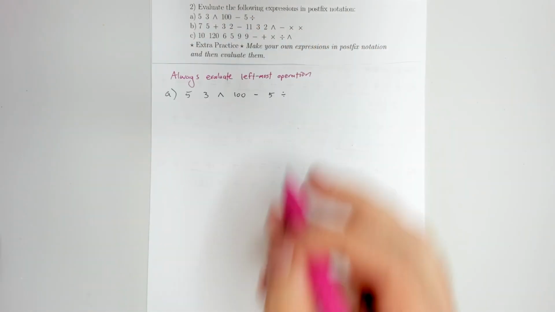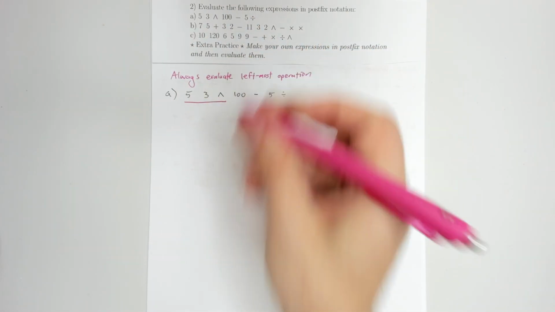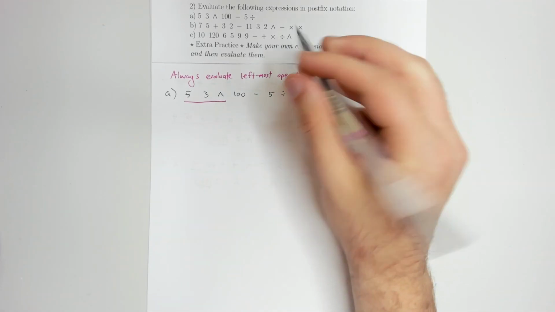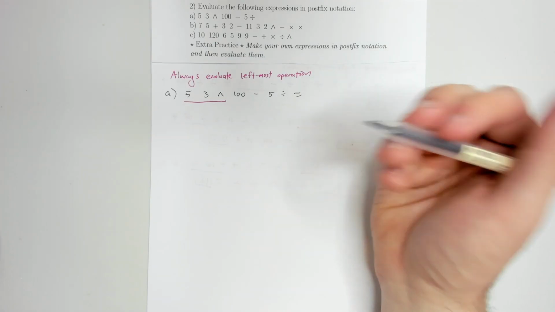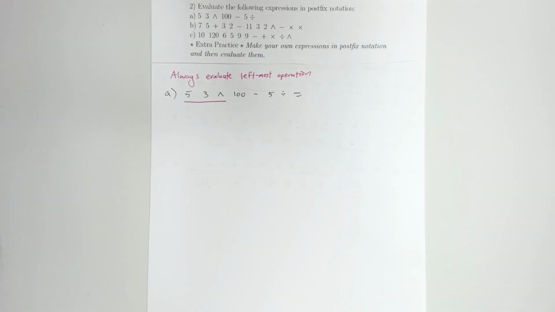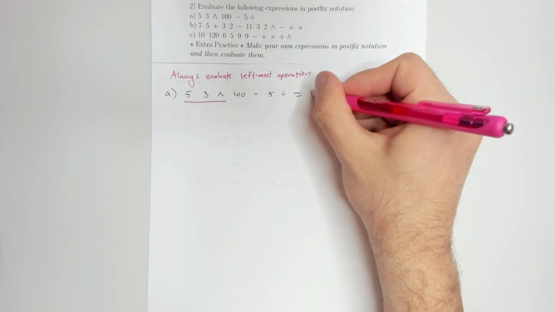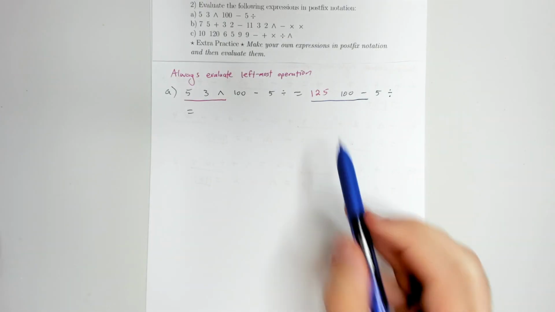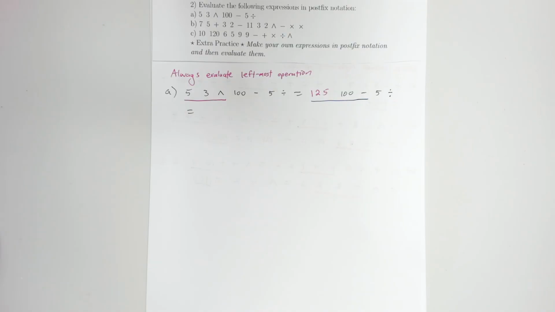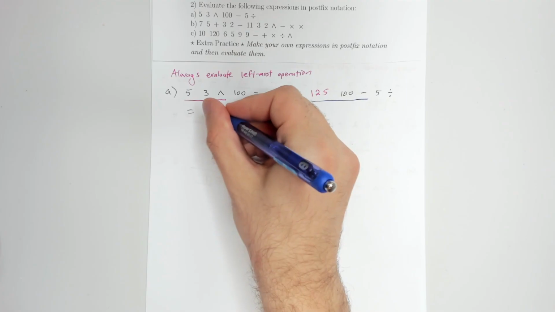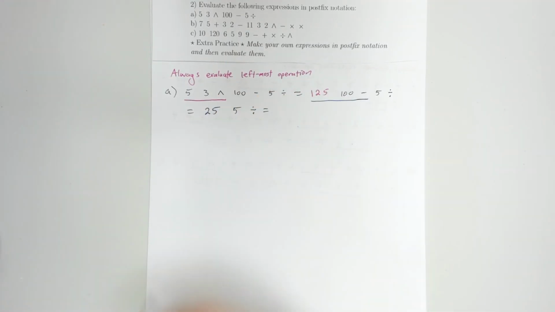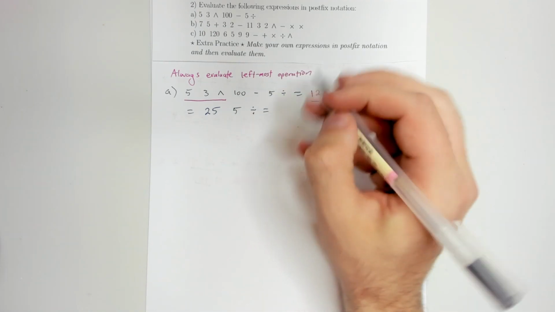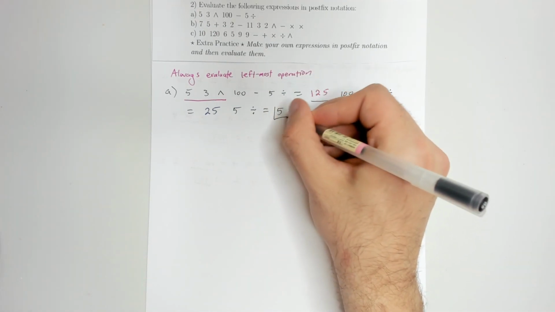Okay, so in this case, the leftmost operation is this exponentiation, and that affects the two numbers to the left of it, so the 5 and the 3. So 5 to the power of 3, that's 5 times itself 3 times, 5 times 5 times 5. If you work that out, you will get 125. Next up, we have this subtraction here. So we do 125, subtract 100, and we get 25 out of that. And now we're just left with this simple statement of doing a division on 25 with 5. So 25 divided by 5, we get 5 as our result.